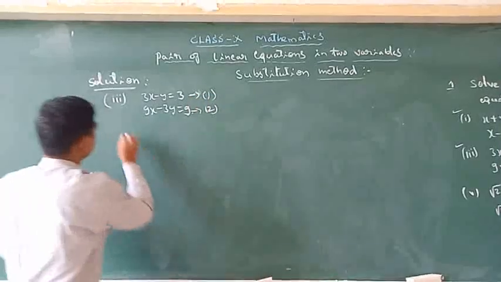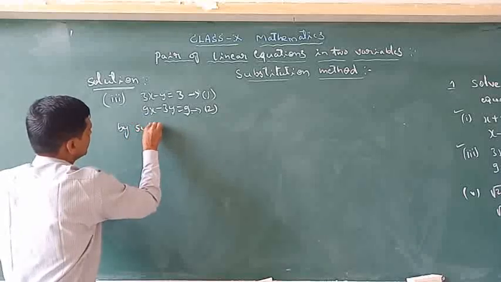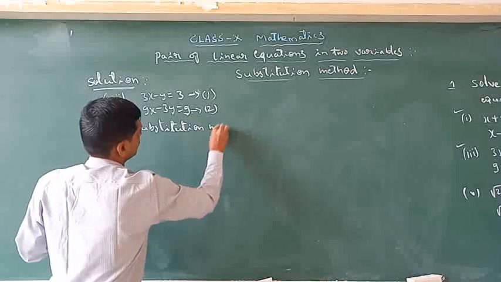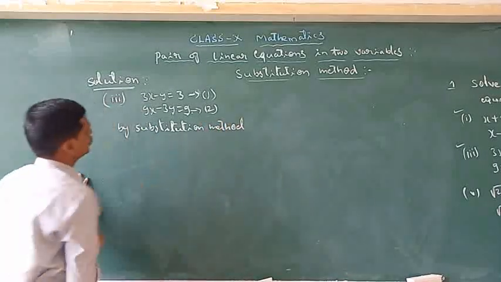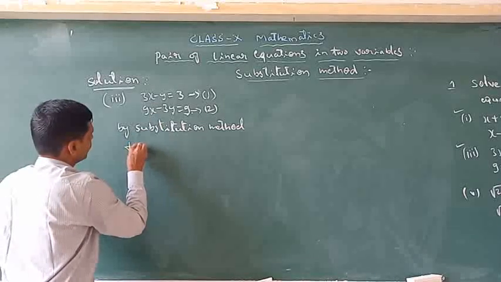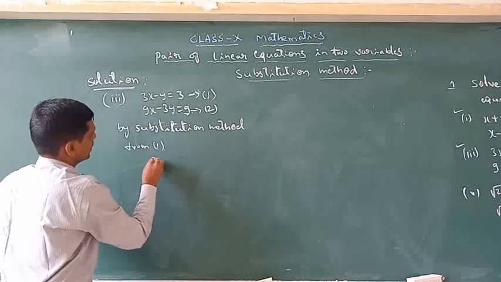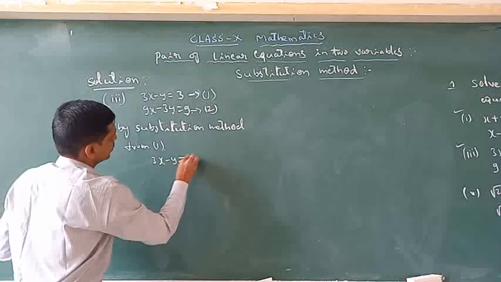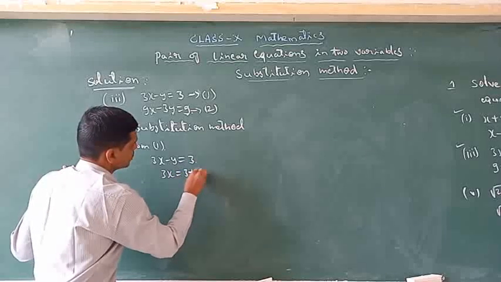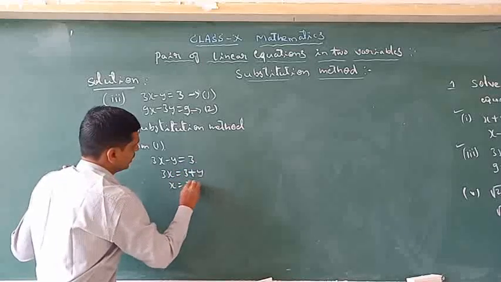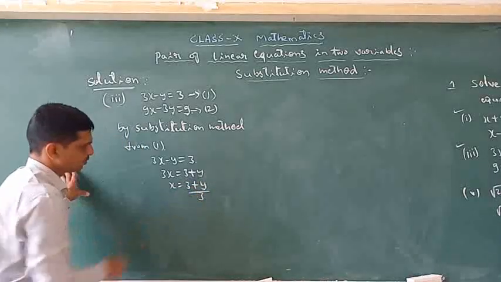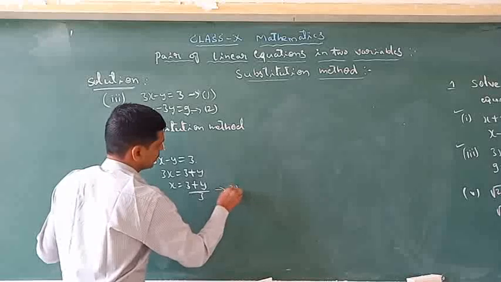By the same method, the substitution method. So eliminate any one of the values. I will take the first one, from 1. So that is 3x minus y is equal to 3. So 3x is equal to 3 plus y, or x is equal to (3 plus y) divided by 3. Don't cancel this and this because it is a binomial. So call it equation number 3.